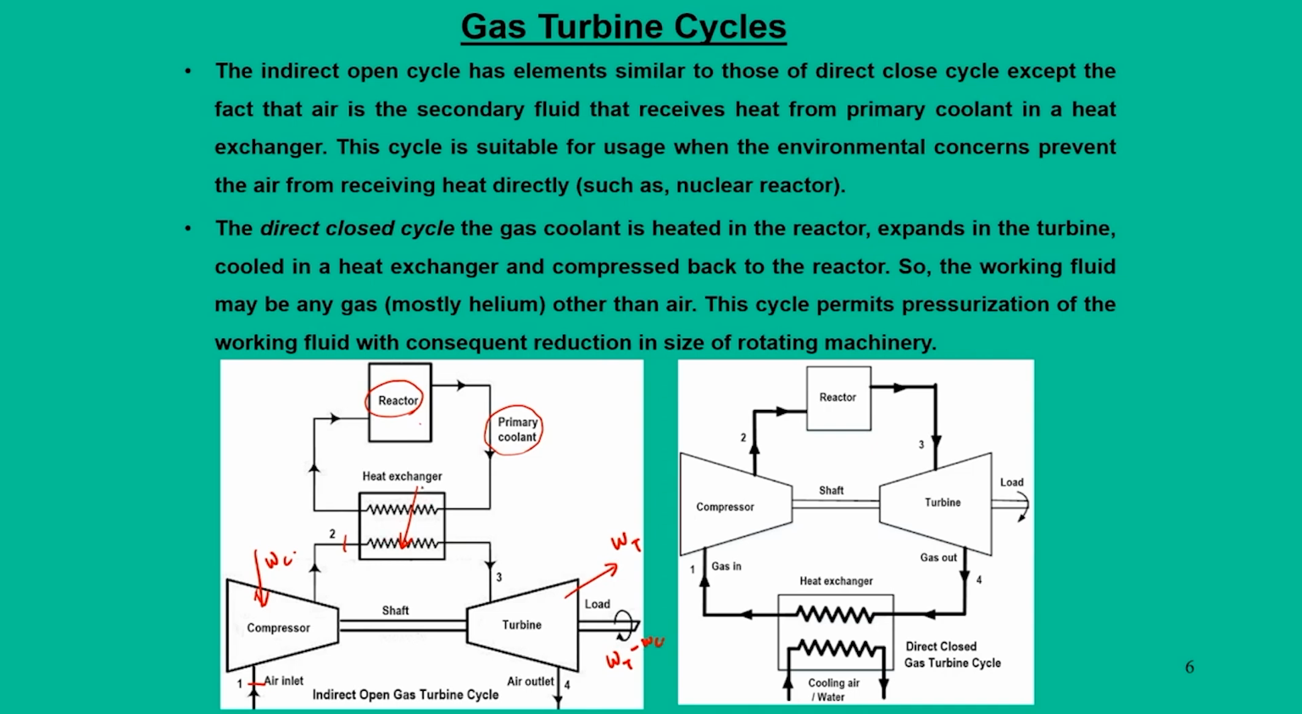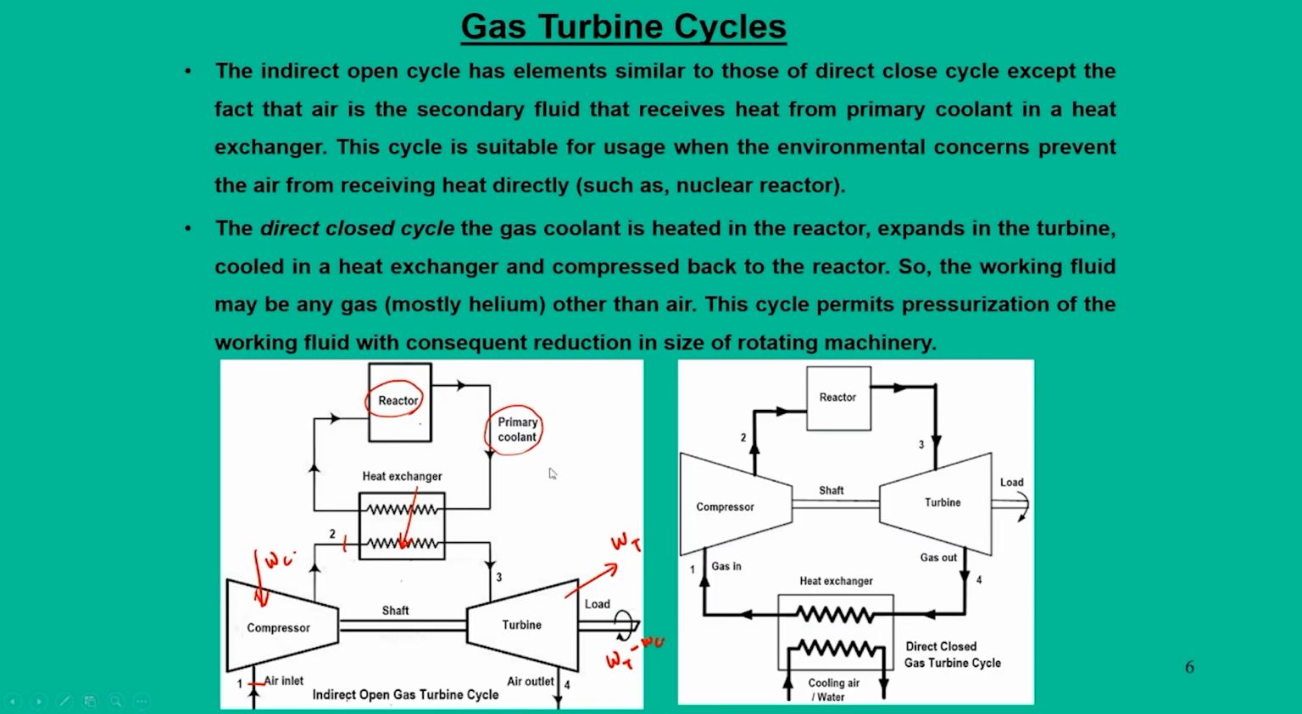The only difference is that the air and the secondary fluid do not mix with each other, only heat is tapped. So, this is what the indirect open gas turbine cycle is. The word open means atmospheric, we rely on atmospheric air. The word indirect means air is not used directly, rather heat is transferred to the air from another fluid.